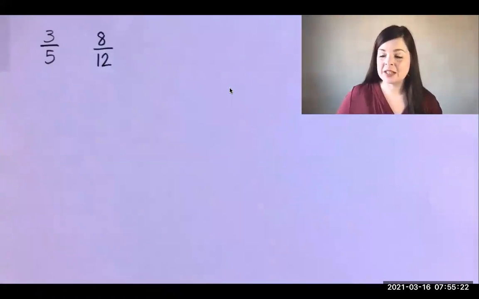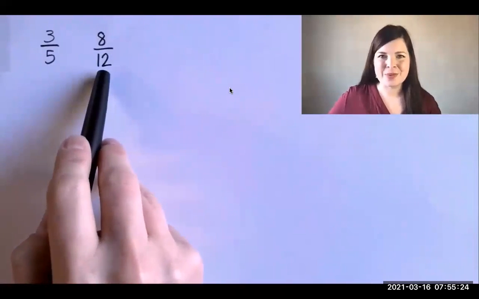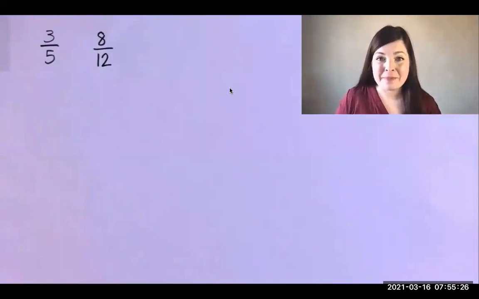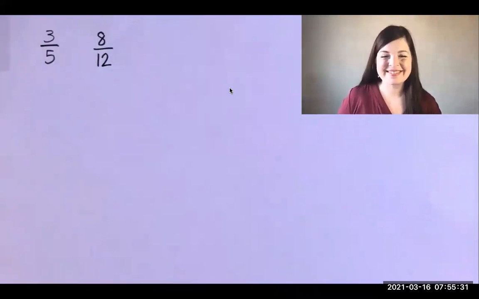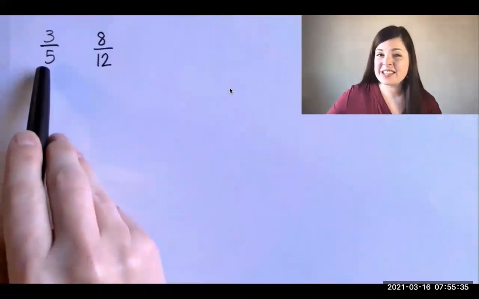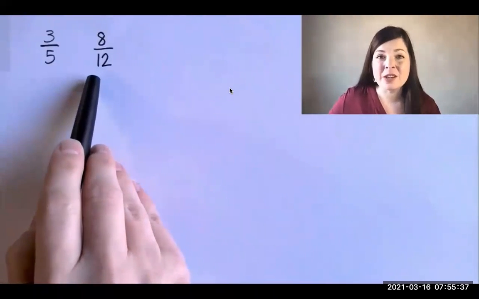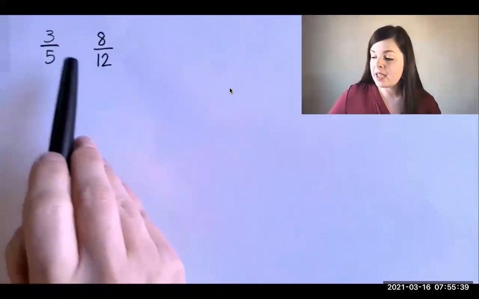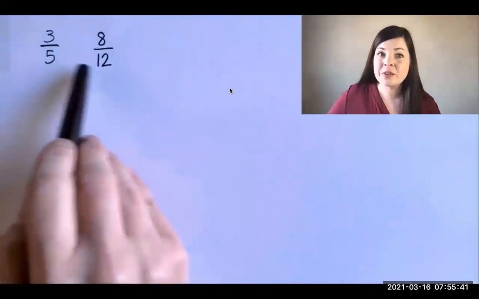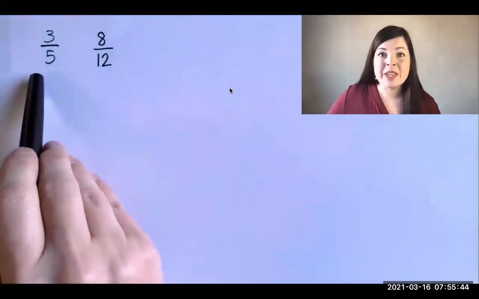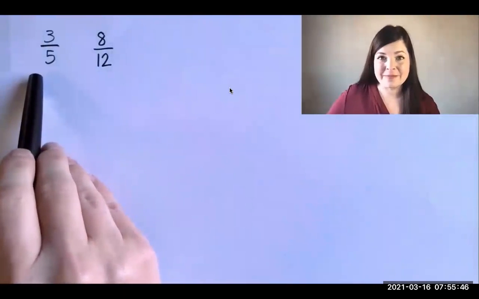Let's try one more. Let's compare 3/5 and 8/12. How can we compare them? Pause the video to think about it and talk out your thinking. You may have been thinking that these two fractions wouldn't be very easy to compare using benchmark fractions, and they don't have related numerators or related denominators. So we can make like units or common denominators.